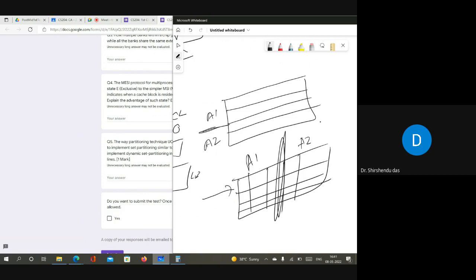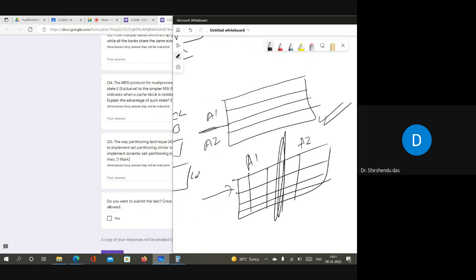But it is not happening if we go for set partitioning. If we go for set partitioning, then you need to change the set index mapping, because in that case no block from application A should map to these last two sets, right? So in that case, set mapping will be a major challenge.